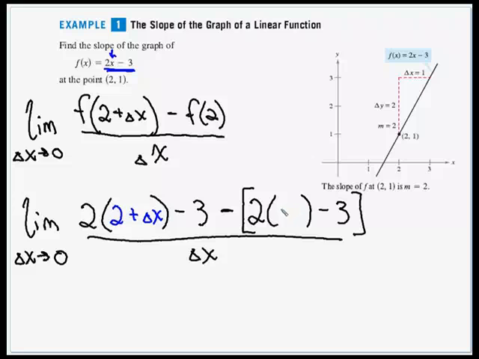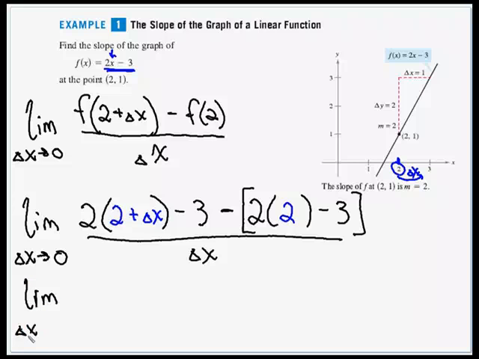And in the second set of parentheses is just the 2. Here is our first x coordinate right here, is 2. And then we put in a second point. We jumped over here some amount delta x, so we have a 2 plus delta x. Okay, let's distribute and simplify as much as we can in that numerator.